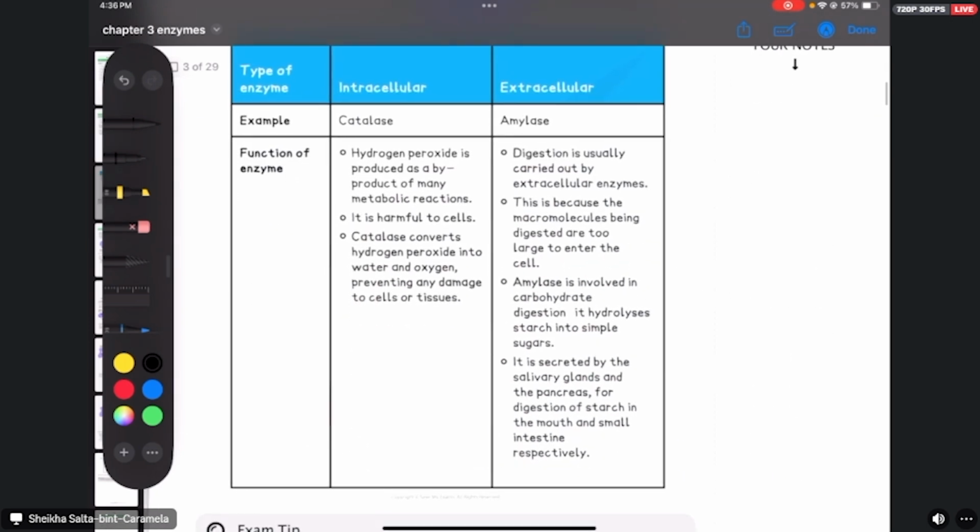There are two main examples given in our syllabus, one for an intracellular enzyme and one for an extracellular enzyme. The intracellular enzyme is catalase. Catalase is used to break down hydrogen peroxide, which is a byproduct of many metabolic reactions. This is very toxic to the cells as well, so it needs to be removed. Catalase converts hydrogen peroxide to water and oxygen, which are not harmful to the cells.